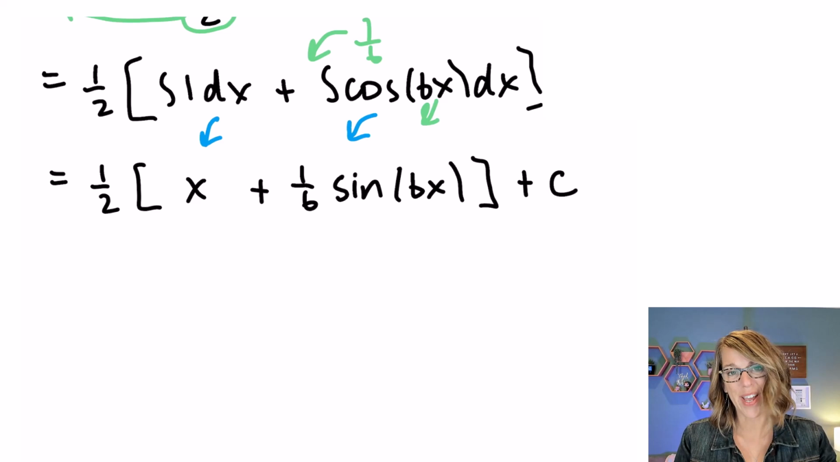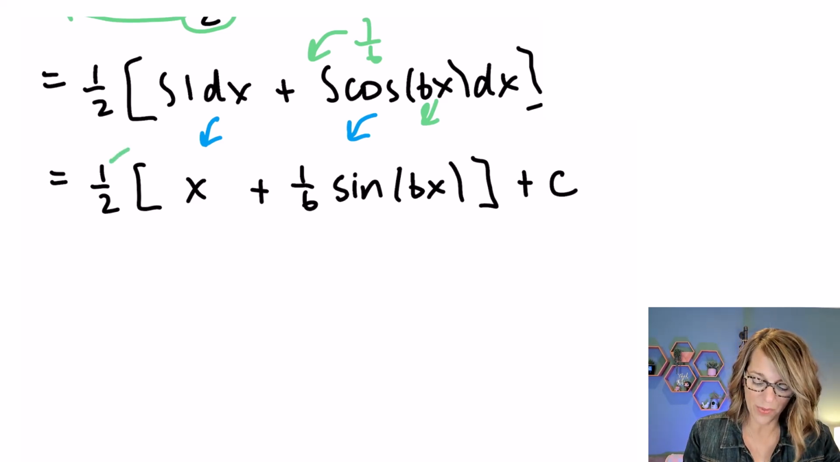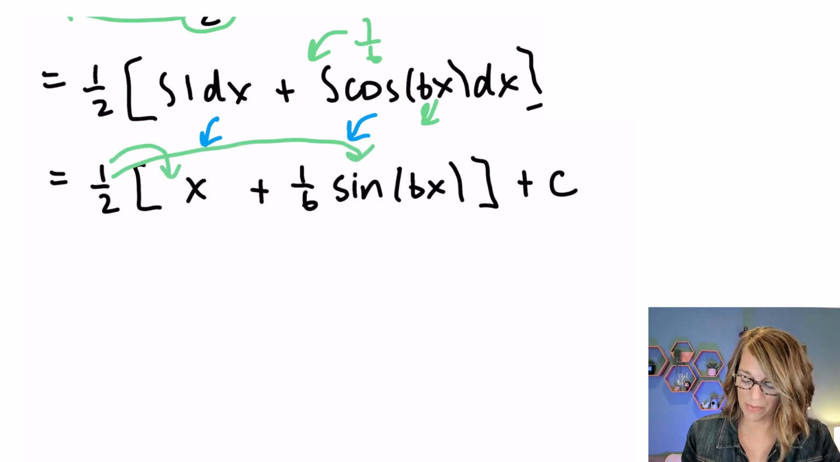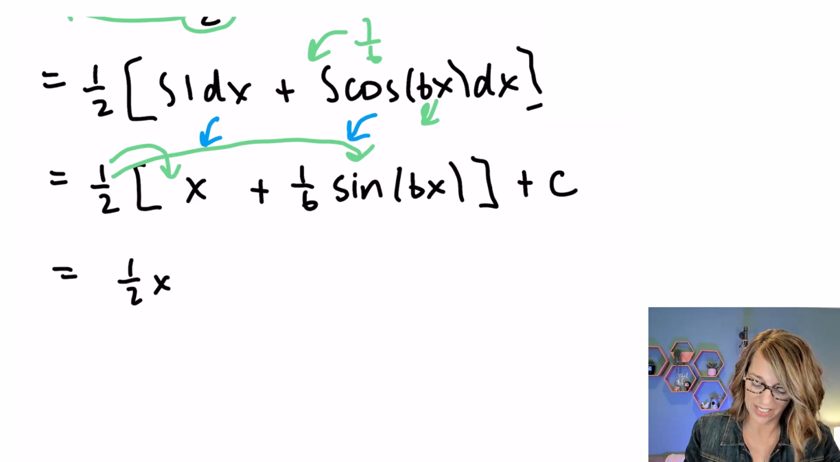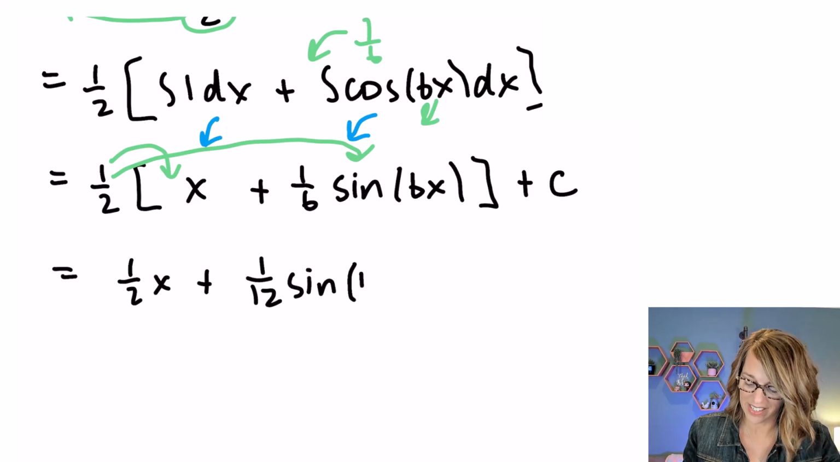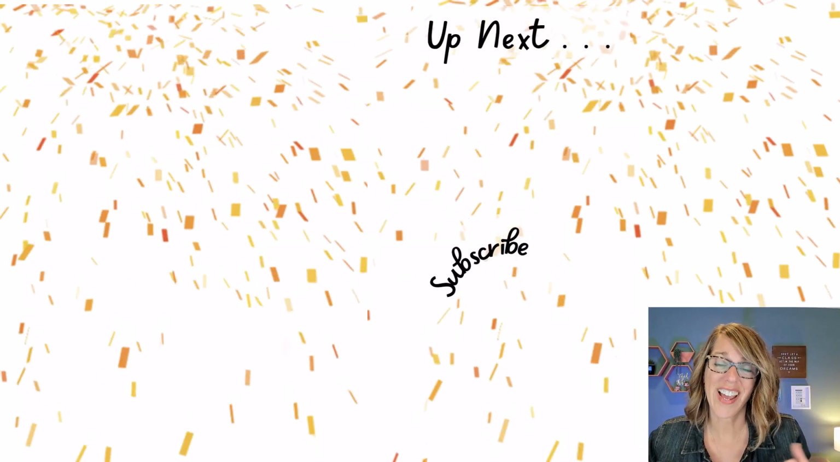I've just got one more step, and I'm going to bring that 1/2 through to both of these terms. And we get our final answer of 1/2 x plus 1/12 sine 6x plus c. You are doing fantastic.